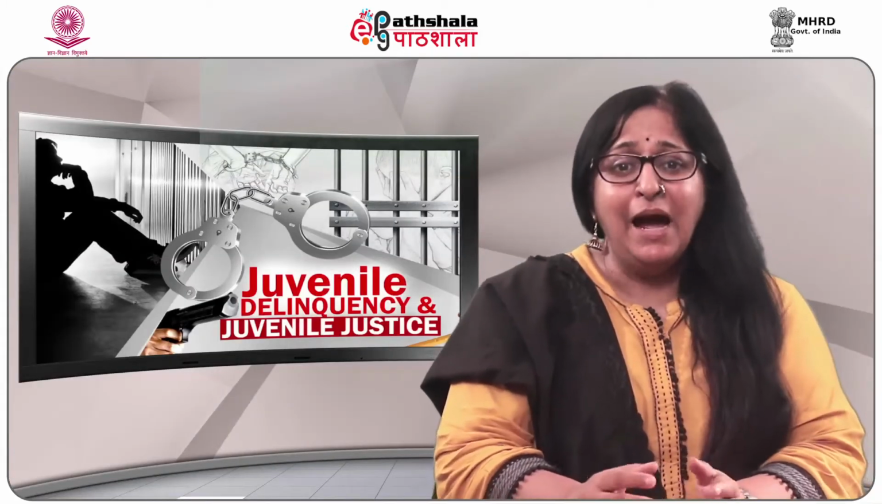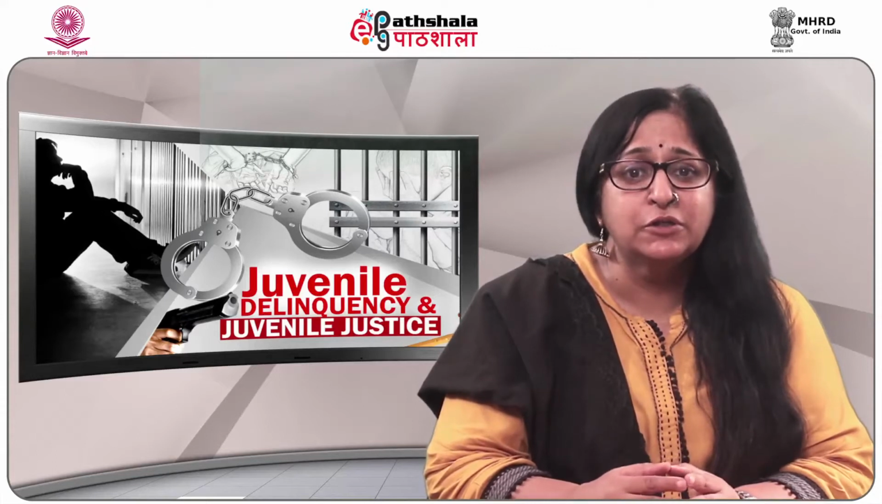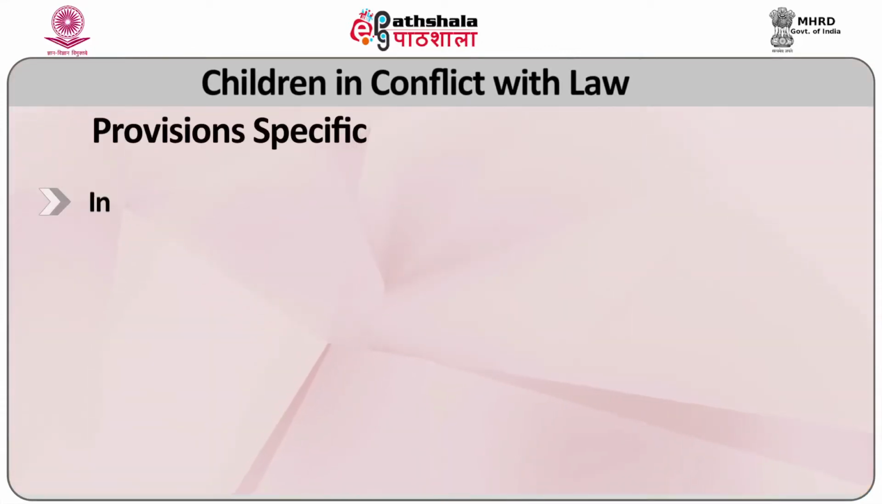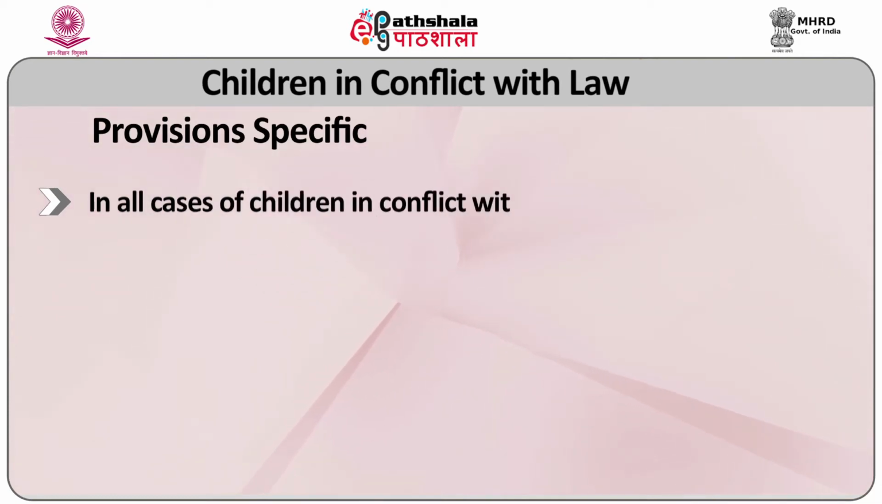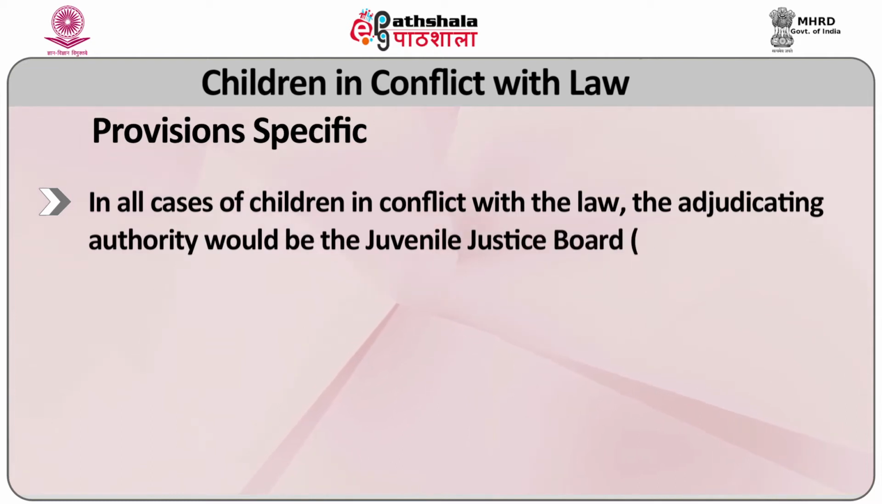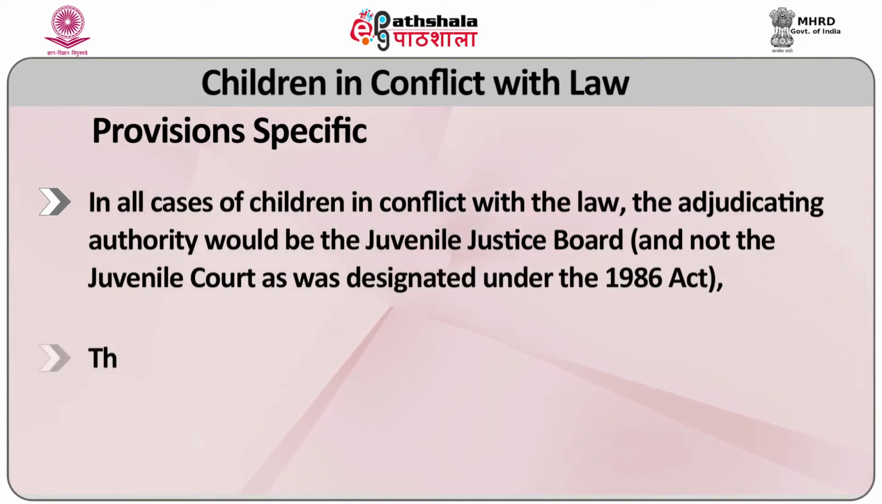Now, let me highlight to you some provisions which are specific to children in conflict with the law. Firstly, in all cases of children in conflict with the law, the adjudicating authority would be the Juvenile Justice Board. And this was not the juvenile court as was designated under the 1986 Act.